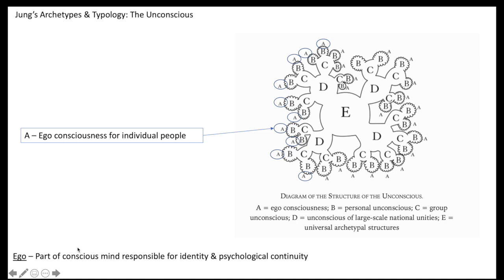And the ego in Jung psychology, or probably in most psychology, I don't know, sticklers are probably going to jump on me for this in the comments, but for most psychology is the part of the conscious mind responsible for identity and psychological continuity. Okay, so how you can put a story of yourself together. That's what the ego is responsible for.